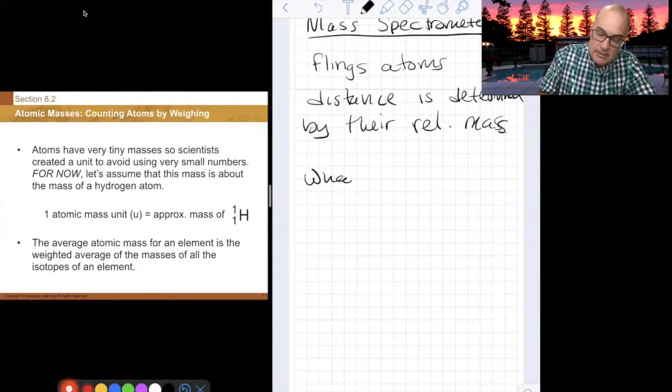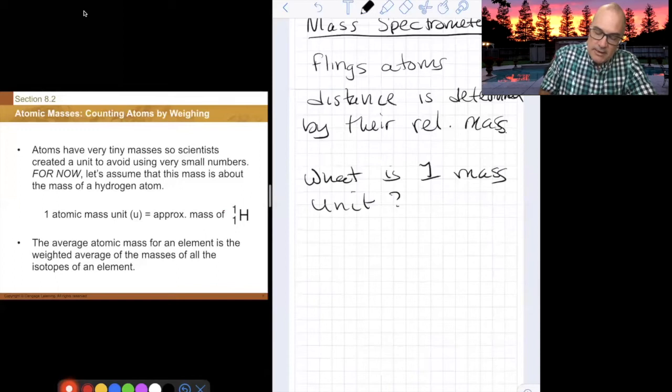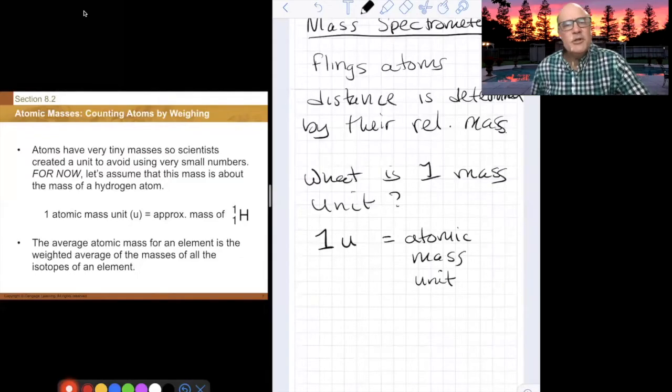What is one mass unit? Well, first of all, let's call this 1U. This is an atomic mass unit. Now, your book uses the term AMU, but this turns out to not be technically correct. The International Union of Pure and Applied Chemistry doesn't like this term. They like the term U for unit, one atomic mass unit. And so that's what we're going to go with.